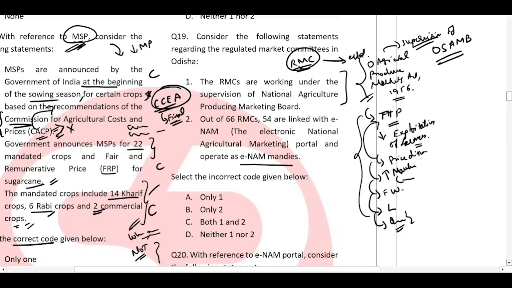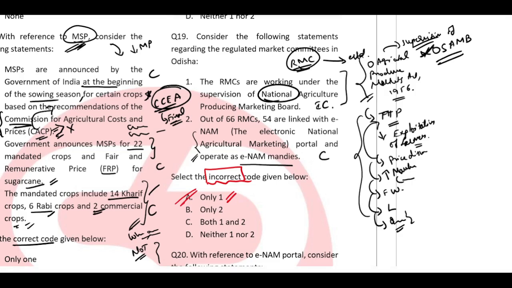And what does our statement 1 say? It says RMCs are working under the supervision of National Agricultural Marketing Board. No, there is a state body for the supervision. There is no national body for controlling the RMCs within Odisha. It is the state body who is controlling these RMCs within Odisha. The first statement is incorrect. Out of the 66 RMCs, 54 are linked with the NAM, the National Agricultural Marketing Portal, and operate as e-mandis. So this is in fact correct. Select the incorrect code. See again, the question is asking about incorrect code. So incorrect is just statement 1. So our correct answer is option A for question number 19.